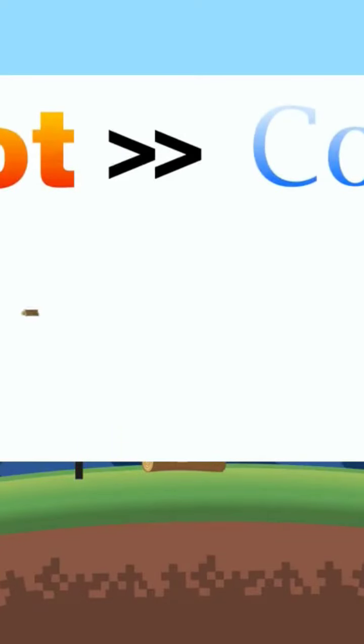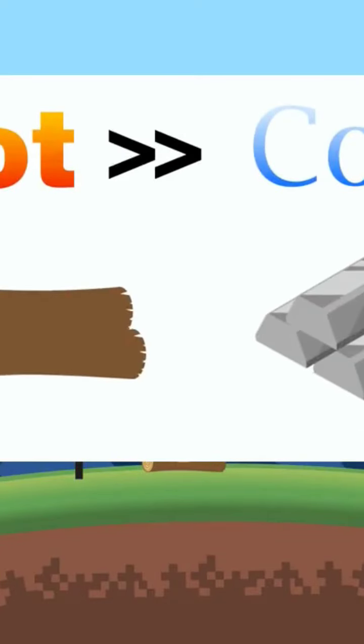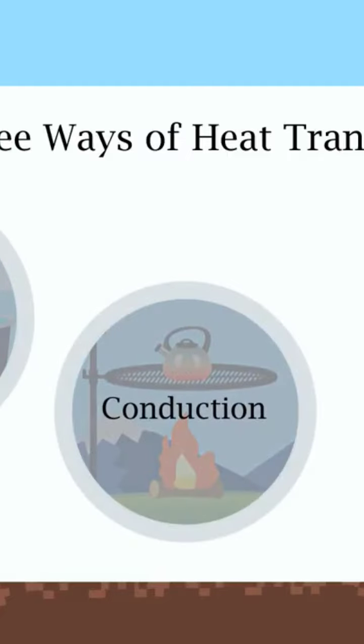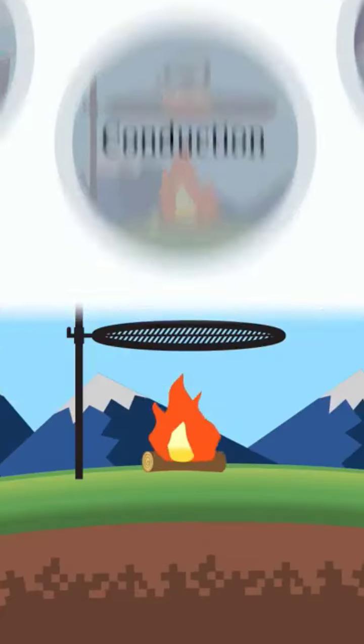It always moves from hot objects to colder ones and is impacted by some materials more than others. In this lesson, you'll explore 3 ways heat transfers in our environment: conduction, convection, and radiation.